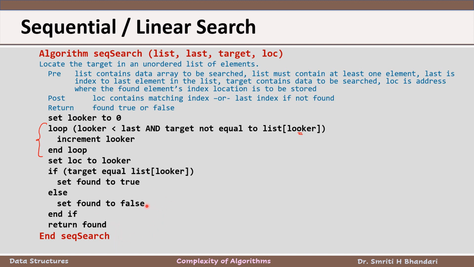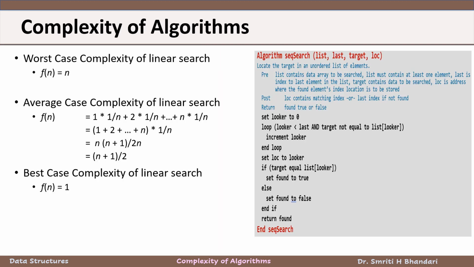Now we want to compute the complexity of the algorithm. This is the algorithm that we have just seen. We are computing the complexity in terms of worst case, average case and best case. So what would be the worst case complexity for linear search or sequential search? Obviously, the number of comparisons. So here, we are going to look at how many times this loop gets executed, okay?